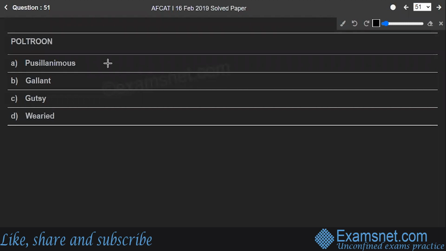Question number 51. There is a direction actually which is not visible over here, from question number 51 to 53. Out of the four alternatives, you have to choose the one which is best expressing the meaning of the given word. Like over here, the given word is poltroon. And you have to find out option A, B, C, D, which describes best the meaning of the given word. Let's go with it. So the very first one, we have the word as poltroon. Poltroon means, let's look at the meaning. Having or showing a shameful lack of courage.